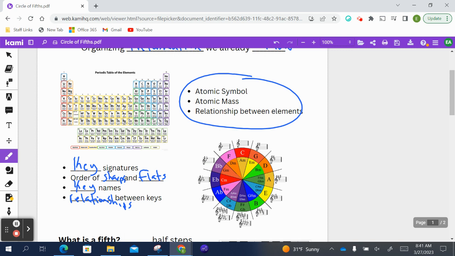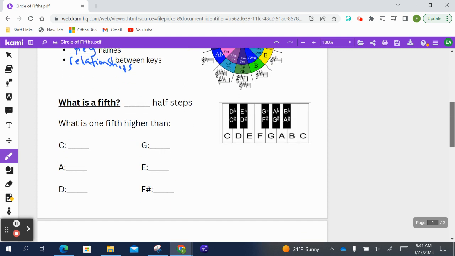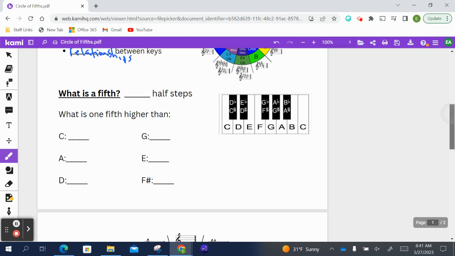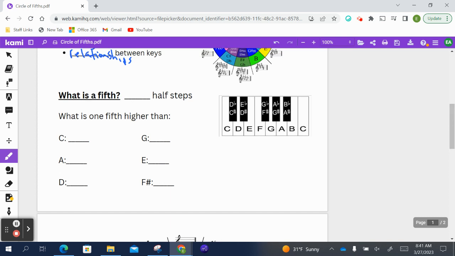But the first thing you might be asking is, well, what is a fifth? That would be an important thing to know. It's the circle of fifths. It must have something to do with a fifth. And a fifth is an interval in music that is comprised of 7 half steps. So if you start on one note and go up 7 half steps, that's going to be a fifth above that first note. Let's practice a little bit here.